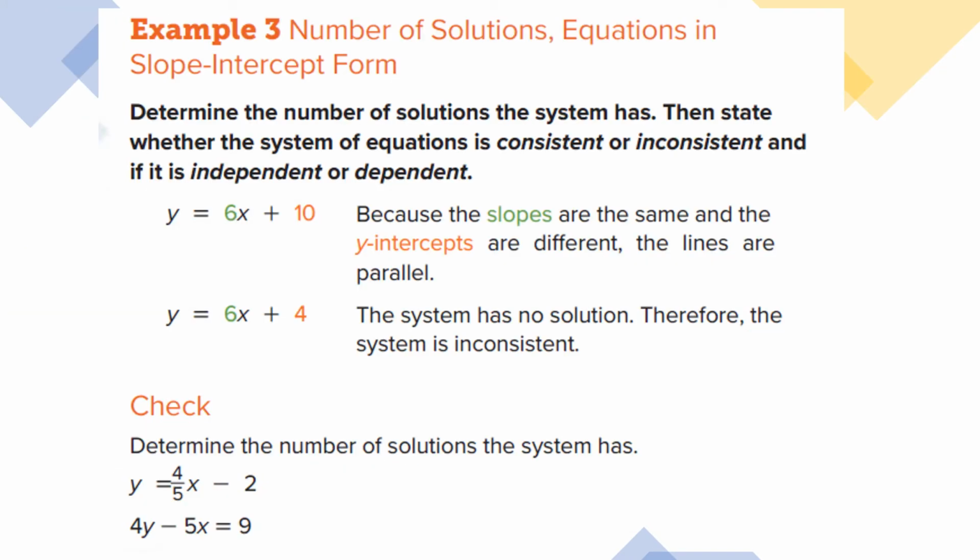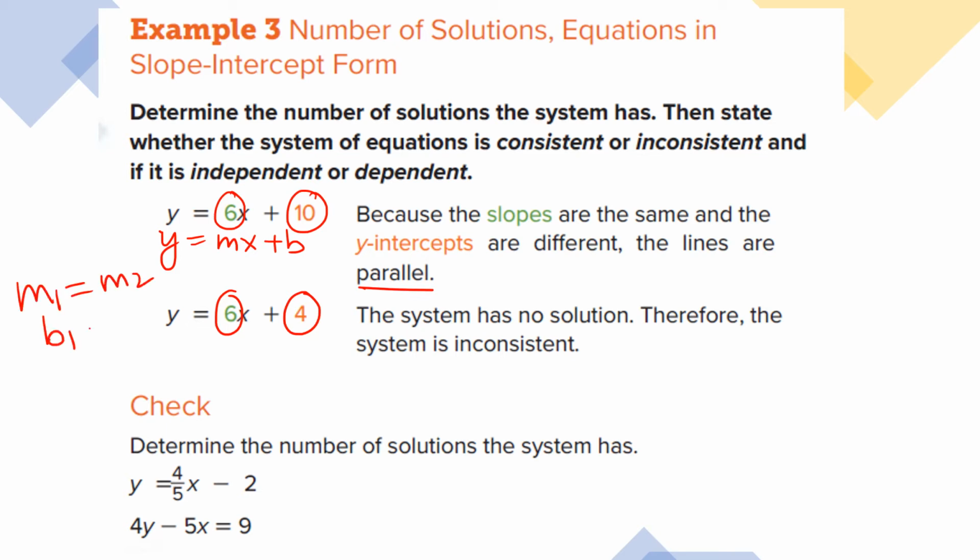Now let's look at the number of solutions, with equations in slope-intercept form. Determine the number of solutions the system has. Then check if the system of equations is consistent or inconsistent and dependent or independent. So you can look here, y equal to mx plus b. This is the slope-intercept form. So the slope is equal on both sides and b1 and b2 are different. So this is going to be parallel lines because m1 is equal to m2 and b1 is not equal to b2. When you have parallel lines, they will not meet at all. So there will be no solution and the system will be inconsistent.